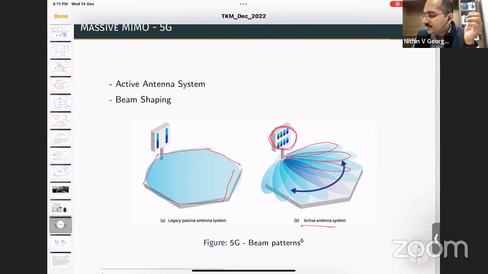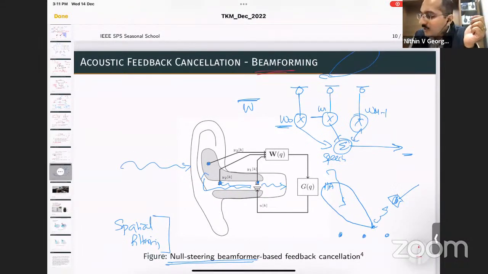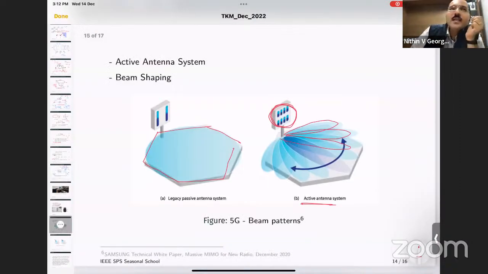What is an active antenna system? What is the meaning of active antenna system? This beam pattern is not fixed. This beam pattern can be updated. This pattern need not look like this flower. It can be a different set of flower. It can have 3 lobes, 4 lobes, 5 lobes. All of those things we can achieve by doing beamforming, or this spatial filtering operation. Instead of a mic, I am going to put an antenna over here. That is the type of capability that array signal processing is going to give.